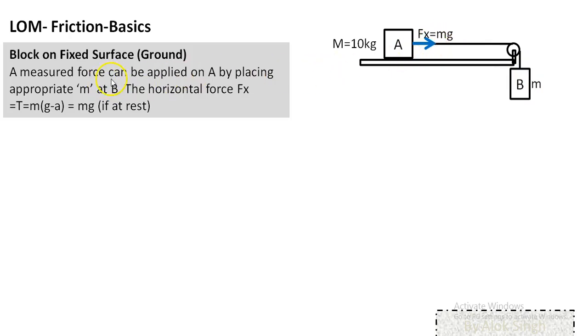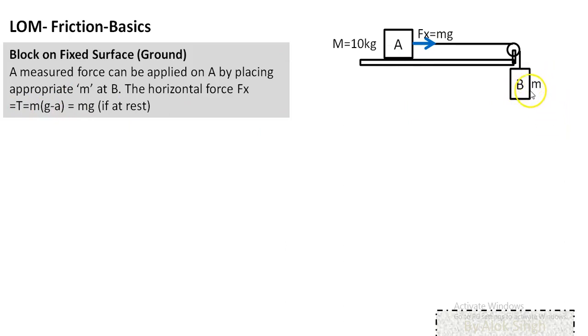So we can apply a measured force on A by placing appropriate M at B. The horizontal force Fx, which is nothing but tension in the string, will be equal to M into G minus A, A being the downward acceleration.